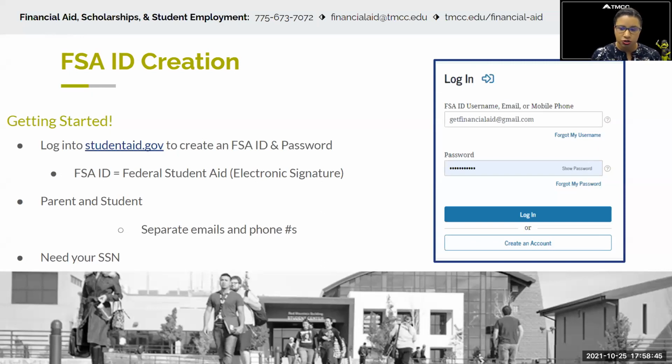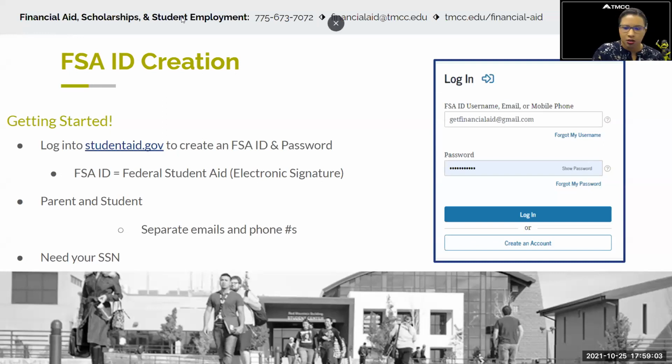And you need a social security number to file for an FSA ID. So if you are a parent who does not have a social, or if you are a student who does not have a social, you just would have to sign the FAFSA using a signature page instead.